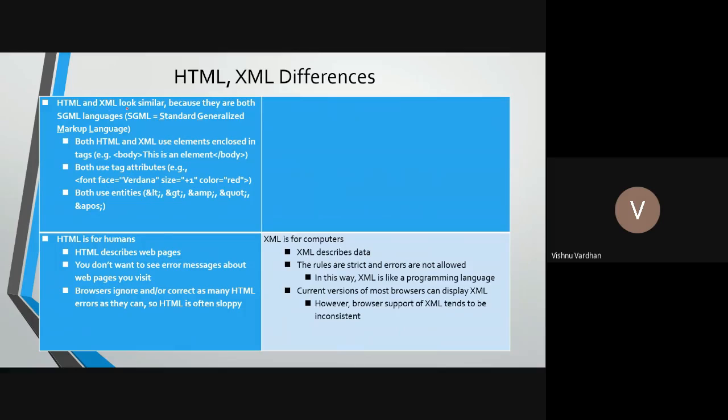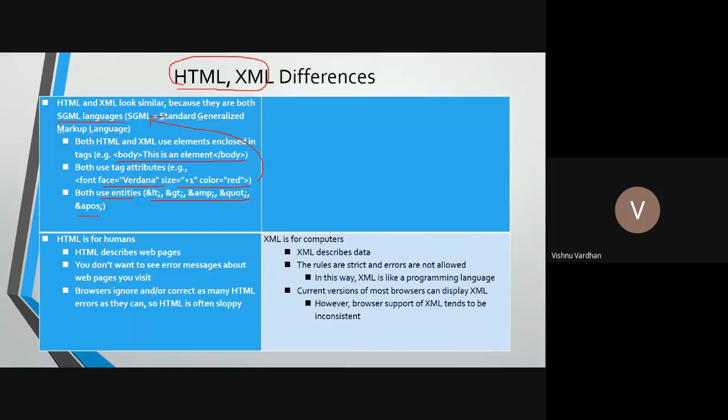Next, HTML and XML look similar because they are both markup languages. The root is the same. Both HTML and XML use elements enclosed in tags in this way. Both use tag attributes in this way. Okay, so all these are tag attributes. Then both use entities. All these are applicable because they are coming from the same parent. Okay, all these are available in HTML. So that's why we can do everything written here, both in XML as well as in HTML.